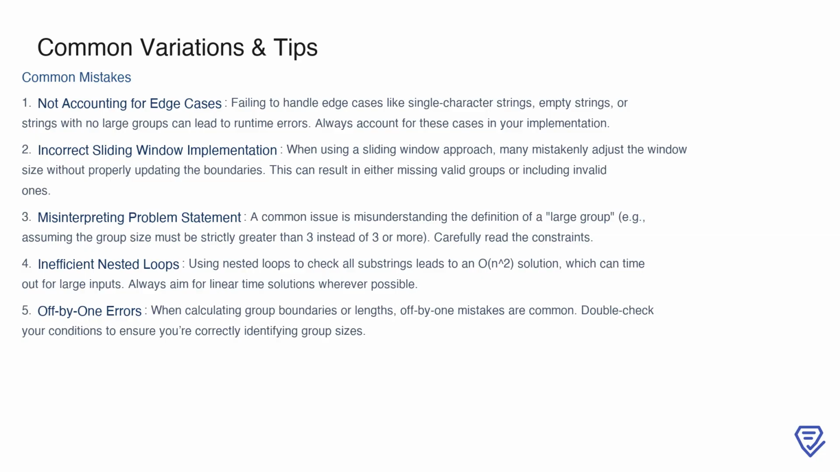Another issue arises with incorrect sliding window implementations. If you're using this approach, it's essential to keep the window boundaries properly updated, otherwise, you might skip valid groups or include invalid ones. Misinterpreting the definition of a large group is another challenge. Remember, a large group means 3 or more consecutive characters, not strictly more than 3. Inefficient solutions can also be problematic. Using nested loops to check substrings results in O(n²) complexity, which is impractical for large inputs. Finally, off-by-one errors are common when calculating group boundaries or lengths, so double-check your conditions to ensure accuracy.